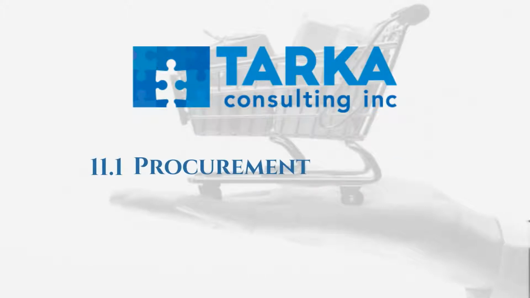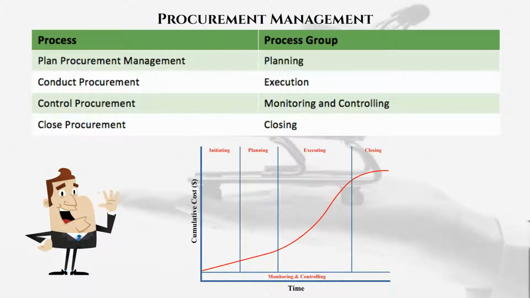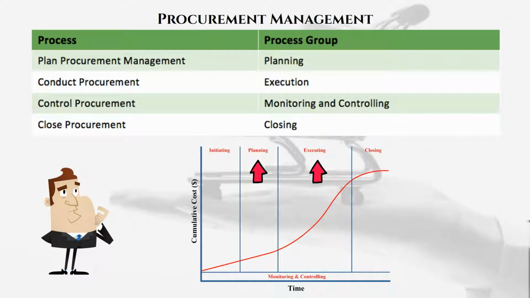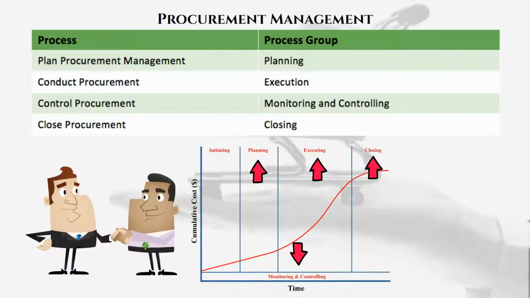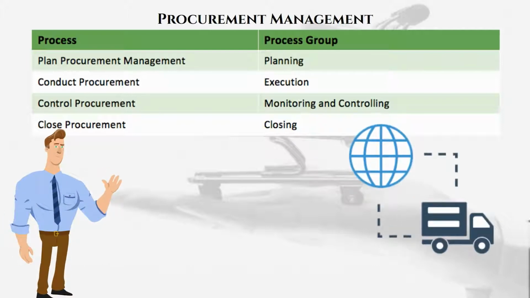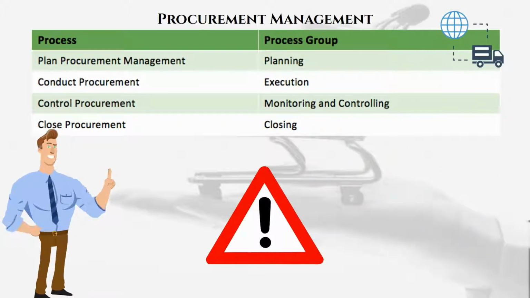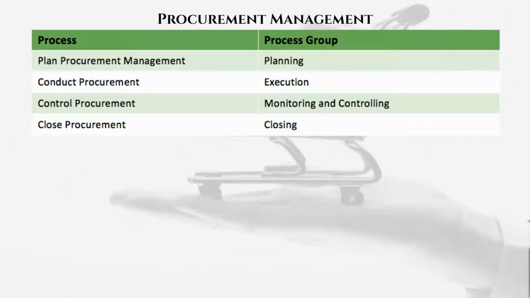11.1 Procurement Overview. Using this knowledge area, the project manager plans, executes, controls, and closes all purchasing-related activities. If you have little experience in procurement management, we suggest that you pay close attention to this section of the course. The processes in this knowledge area are equally distributed across the 5 process groups.